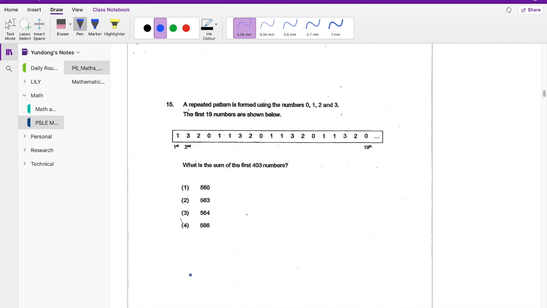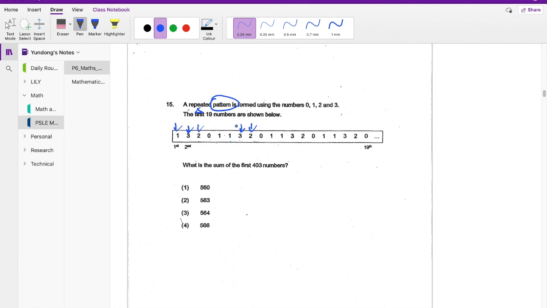Okay, let's see question 15. It says a repeated pattern is formed using the numbers 0, 1, 2, 3. The first 19 numbers are shown below. The concept for this question is pattern. What is a pattern? A pattern means a sequence which will repeat again and again. Let's see this pattern here: 1, 3, 2, 0, 1, 1, 3, 2. We see the 3 here, 2 here.